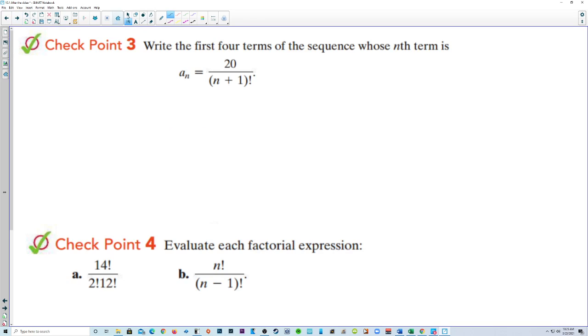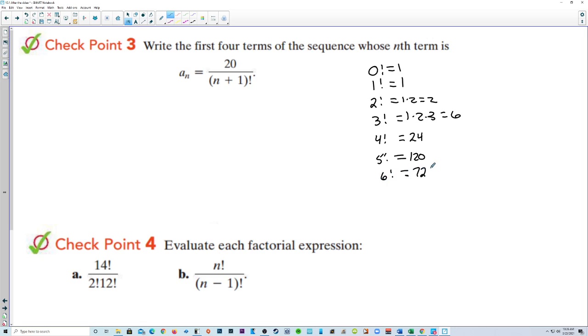Write the first 4 terms of the sequence whose nth term is, well, now we have factorial. 0 factorial is 1. 1 factorial is also 1. 2 factorial is 1 times 2, which is 2. 3 factorial is 1 times 2 times 3, that's 6. 4 factorial is 1 through 3, but then times 4, so 6 times 4 is 24. 5 factorial is 5 times that, that's 120. And we usually stop with 6 factorial, that's 720.